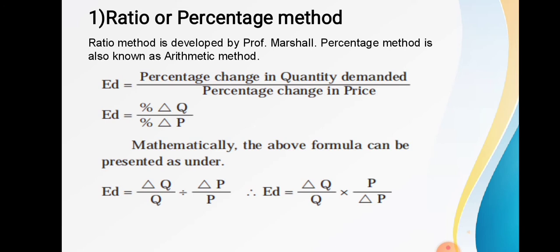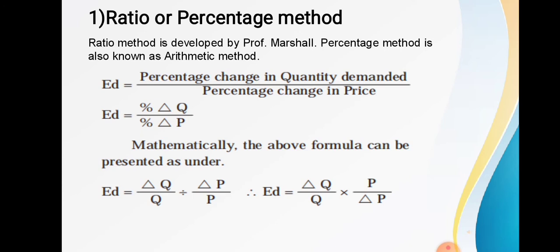Now let us start with the first method. The name of the first method is the ratio or the percentage method. The ratio or percentage method was for the first time developed by Professor Alfred Marshall.